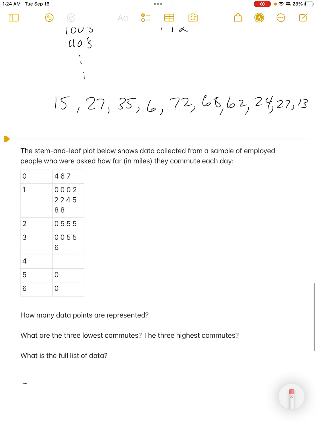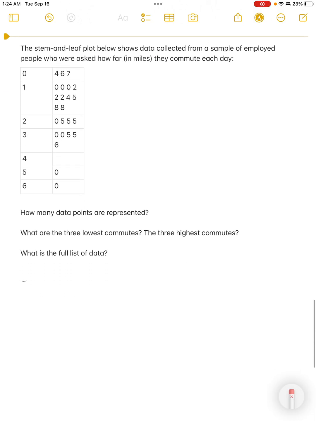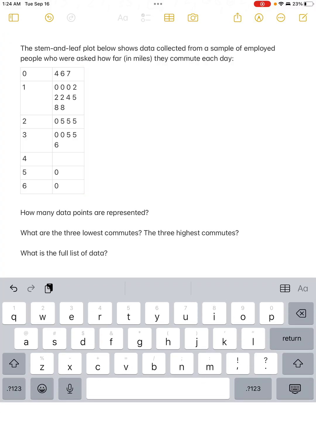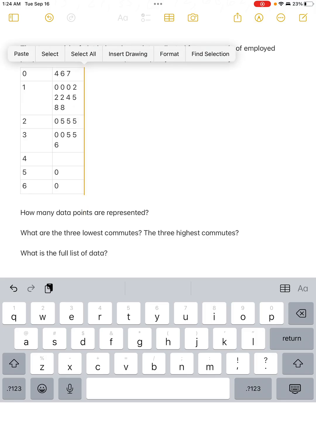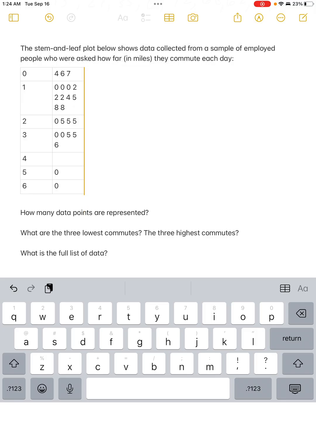Okay, let's look at the first type of question they're going to ask. And this is an important question. The reason they're asking this question is they want to make sure that you understand the stem and leaf plot. So let me see if I can drag this column out.